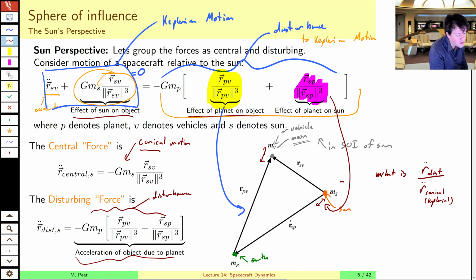And that's important, because if this vector goes all the way over here, that's going to change the length of this vector. So this does act as a disturbance to the relative position of the vehicle with respect to the sun. So those are the two contributions to the disturbances: the acceleration of the vehicle due to the Earth, and the acceleration of the sun also due to the Earth.